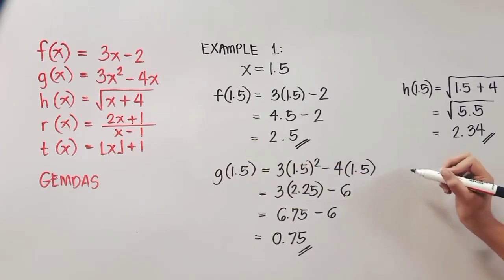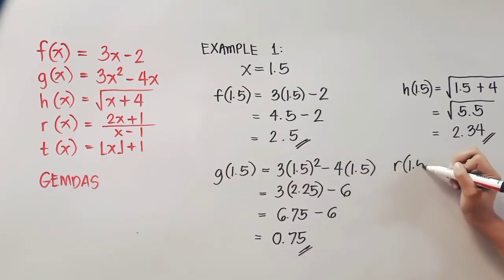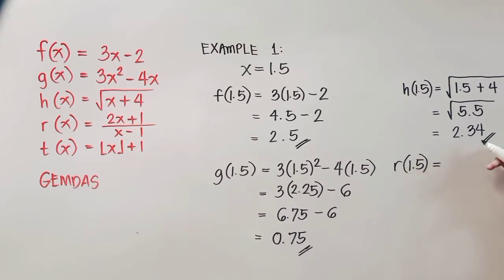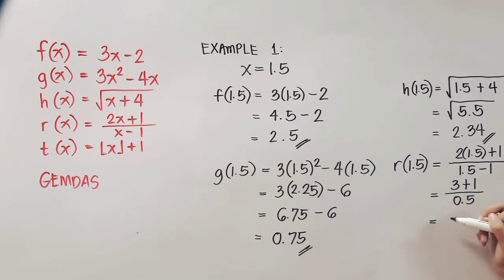Let us now proceed to r of x. Again, that's r of 1.5 is equal to, copy everything and then replace x by 1.5. And then multiply first. So that will give us 3 plus 1, and then that is 0.5. Therefore, that will give us 4 over 0.5. Dividing that one, it will give us a final answer of 8.